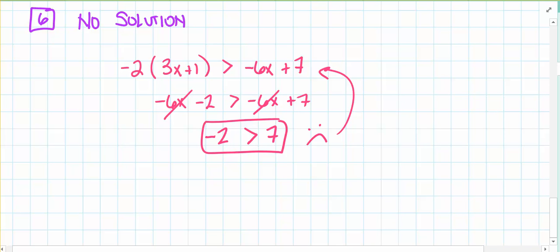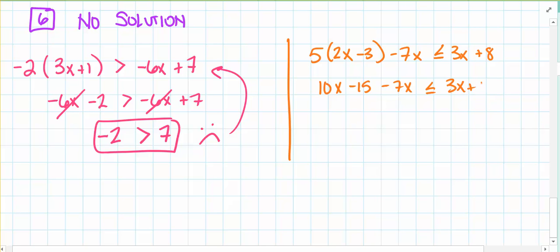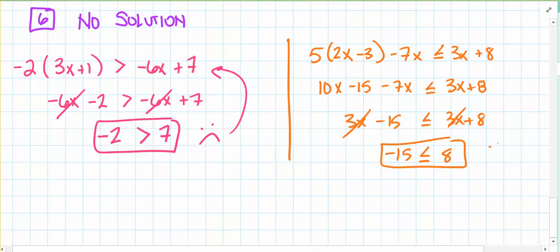That's in contrast to this problem over here. If I work this one out, check this out. We're going to get 10x minus 15 minus 7x is less than or equal to 3x plus 8. So 10x minus 7x is just 3x minus 15, less than or equal to 3x plus 8. Notice that 3x is on both sides, balanced, giving me negative 15 is less than or equal to positive 8. Well, this is always true, so that means this inequality is always true.